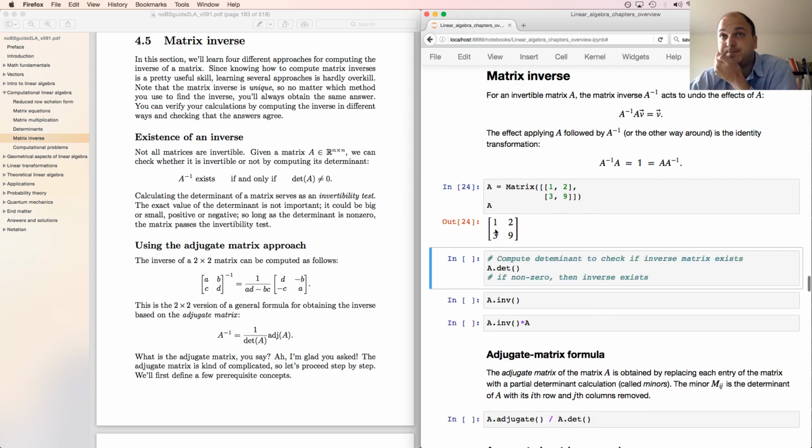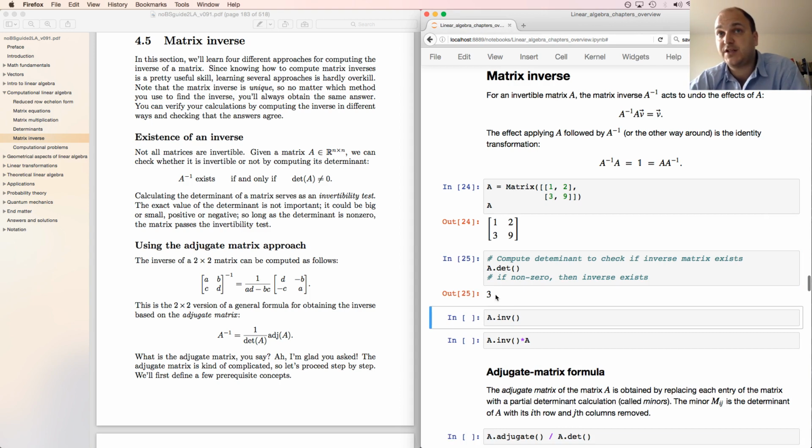So let's look at an example. It's a matrix we saw before. Matrix inverse doesn't always exist. So before we try to look for the inverse, we want to check if an inverse exists. We'll talk later about matrices that don't have an inverse. A good way to check is to check the determinant. If the determinant is non-zero, the inverse exists.